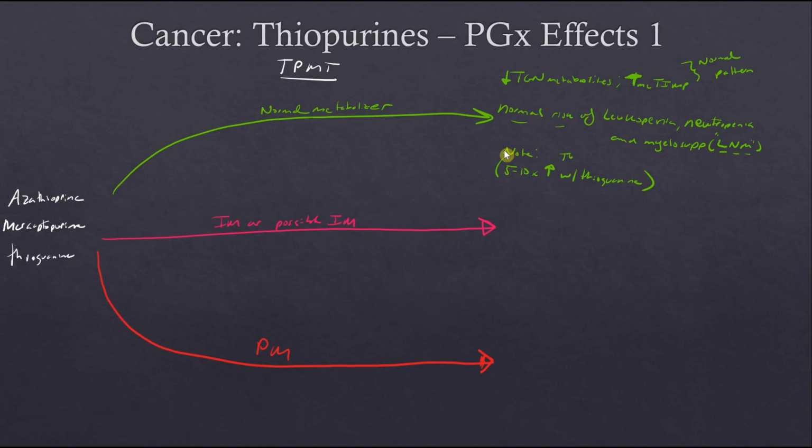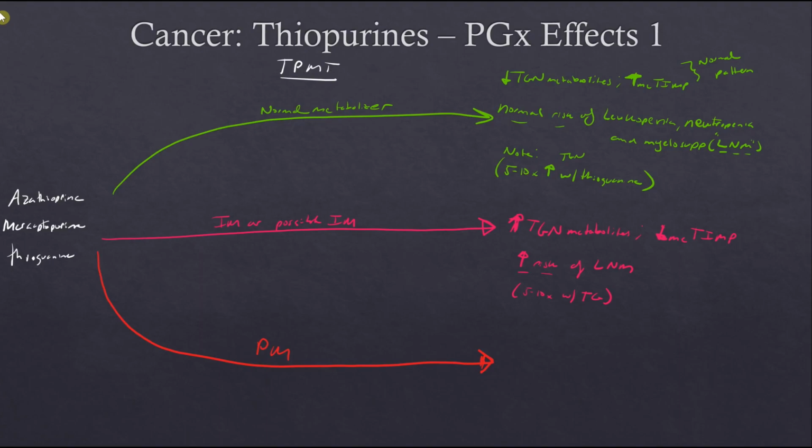Let's see the pharmacogenetic effects of intermediate metabolizer of TPMT. And with an intermediate metabolizer, you actually have increased TGN metabolites in this scenario with a decrease in the methylated TIMP form. And this causes an increased risk of leukopenia, neutropenia, and myelosuppression. And again, the other note here is that the TGN metabolites are 5 to 10 times higher with thioguanine.